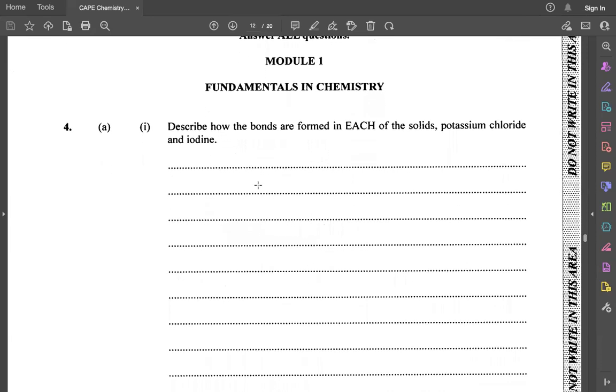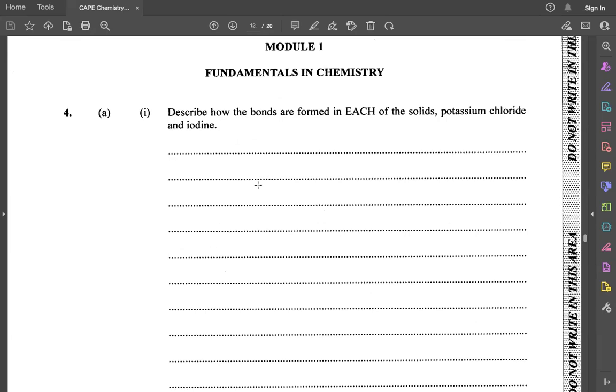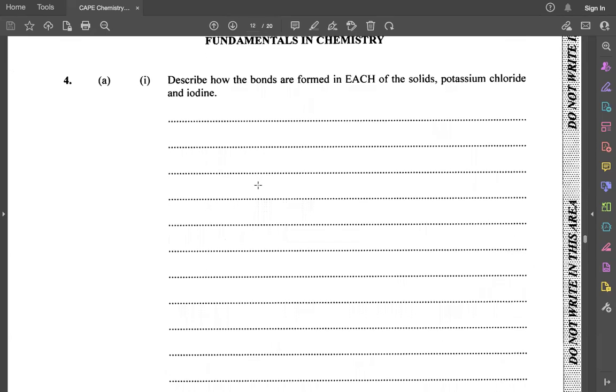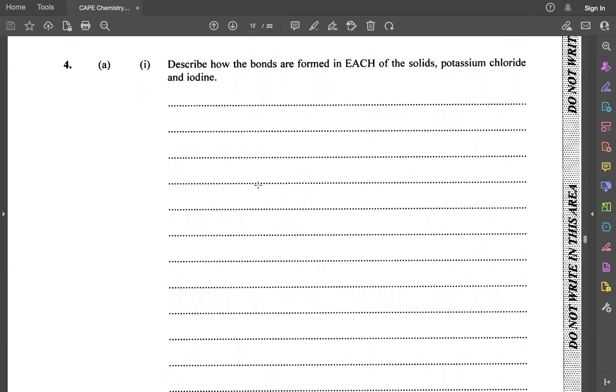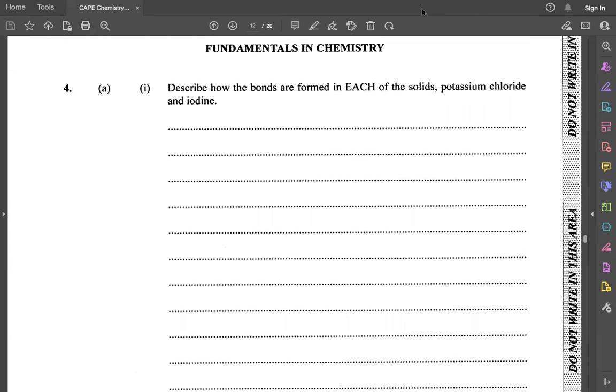Okay, so this is question 4. It's a fundamentals in chemistry question from module 1. They're asking us to describe how the bonds are formed in each of the solids, potassium chloride and iodine, right? And this is worth 4 marks. So let's be guided by that in the length of our answer.